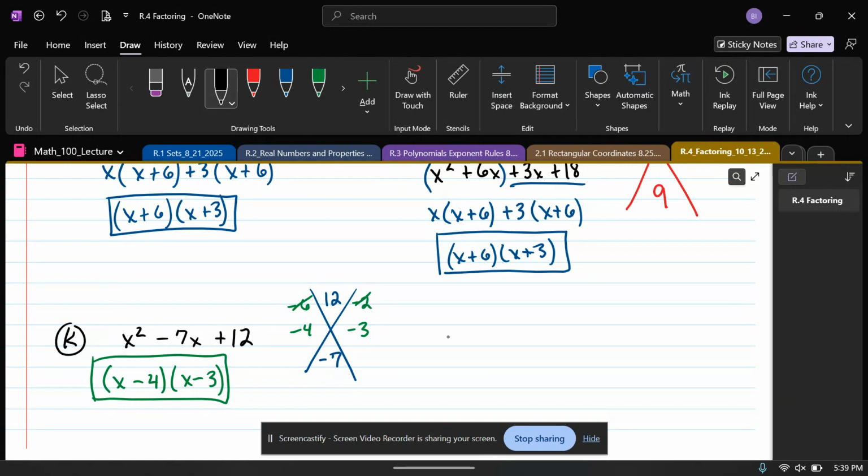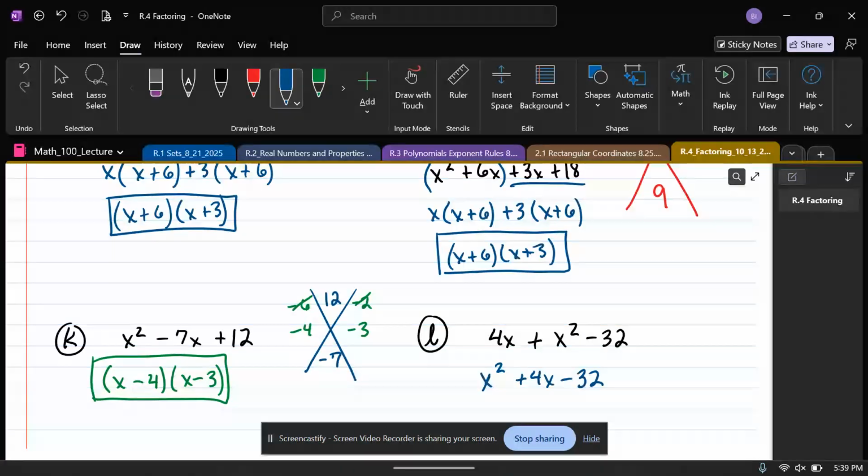Let's do another one. See if we can get it knocked out here. JKL. Let's do negative 32. Let's do 4x plus x squared. What's wrong with that? Not in the right order. Let's put it in the right order. X squared plus 4x minus 32. Now I'm in the right order.